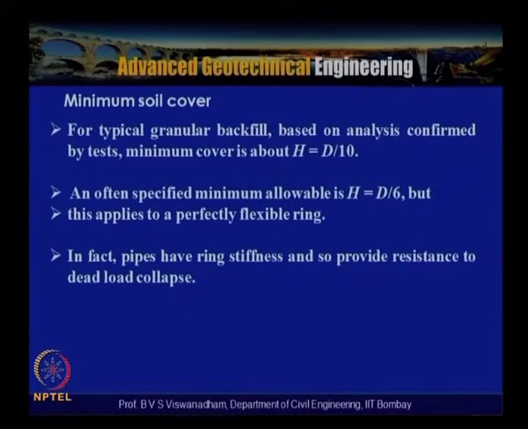An often specified minimum allowable is H is equal to d by 6, but this implies a perfectly flexible ring. So if you have a flexible ring, like we discussed, with d by t equal to about 190 or 200, then the minimum cover which is allowable is H is equal to d by 6. In fact, the pipes have ring stiffness and so provide resistance to dead load collapse.